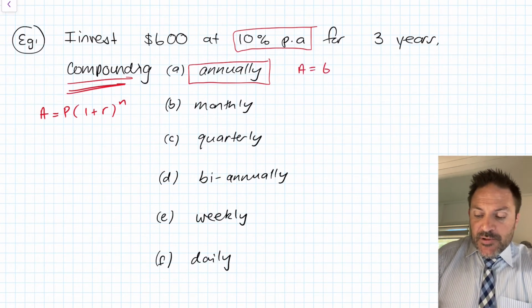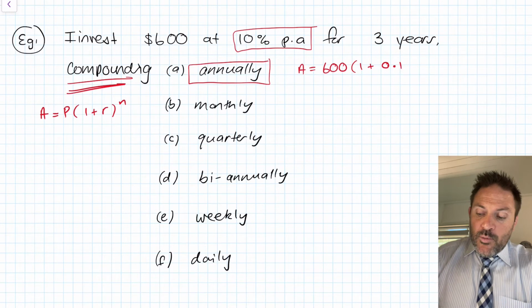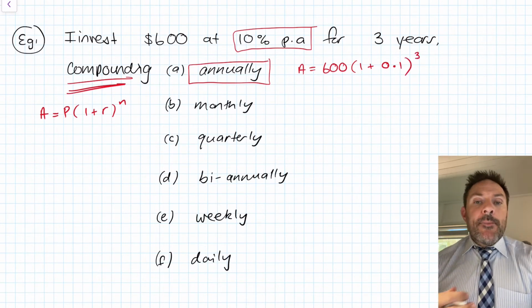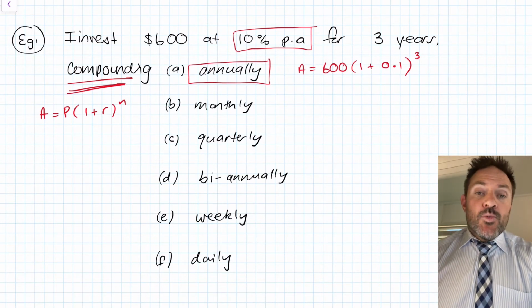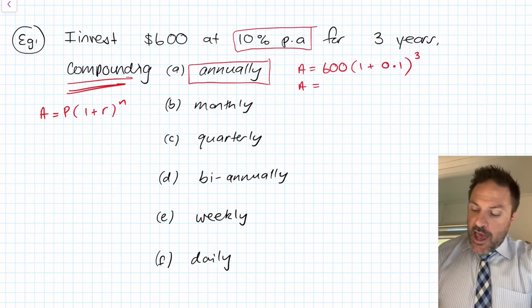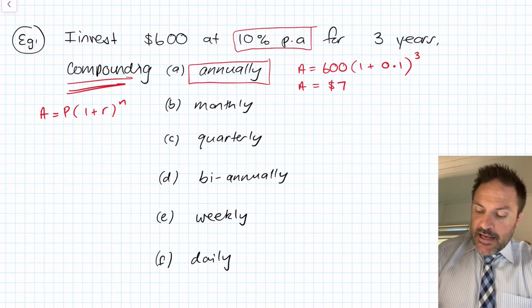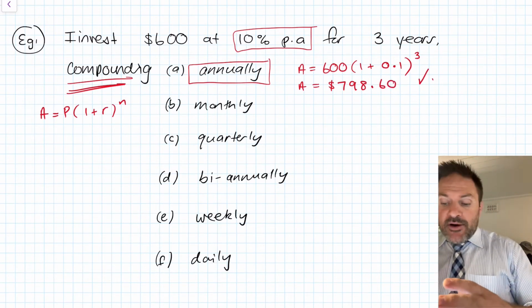A equals my principal of $600. I'm going to put my 1 plus my interest rate. I'm going to put it as 0.1, and to the power of n is the power of 3. Now, I prefer you putting the rate in as a decimal, but you can certainly put it as a percentage if you wish. No problems there. And then I'm simply plugging that into my calculator, and I end up getting the answer of $798.60.